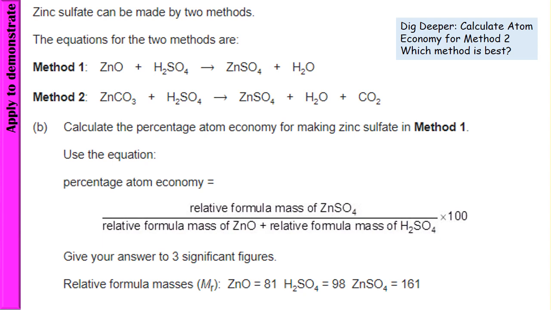Now the question here asks you just to work out method 1, but if you'd like to dig a bit deeper, it'd be worthwhile having a go at method 2 and doing a comparison. As scientists, we can look at 2 different methods and make a judgment over which one is best based on their atom economy. Have a go at calculating for method 1, and do please have a go at method 2 and see if you can make a comparison, that little bit of digging deeper.